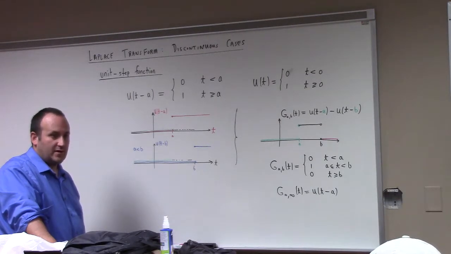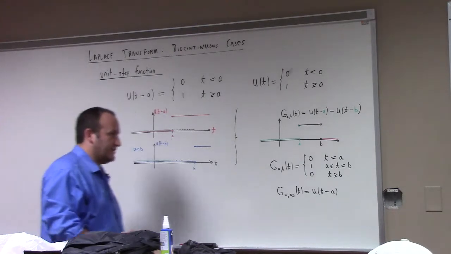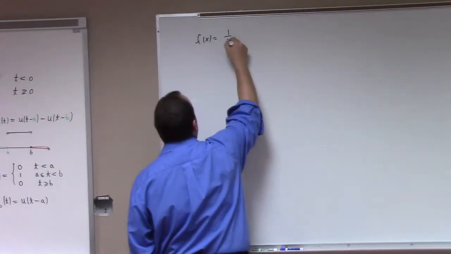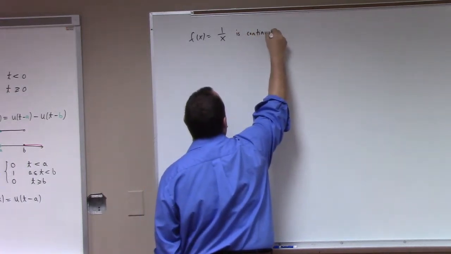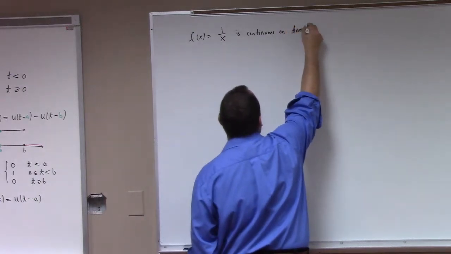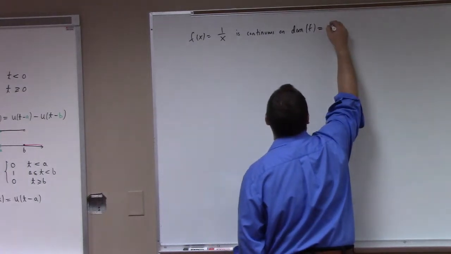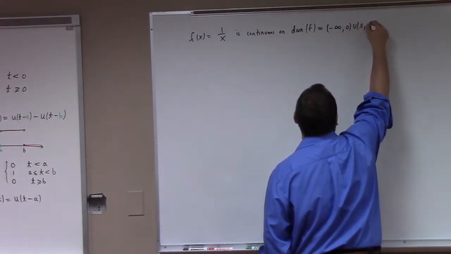Well, continuity is a question which requires context, right? A function could be continuous with respect to one domain, and not continuous with respect to another. For example, f of x equals 1 over x is continuous on its domain. What is the domain of f? Well, taking a real perspective, it's the reals with 0 removed, right? So minus infinity to 0, union 0 to infinity.